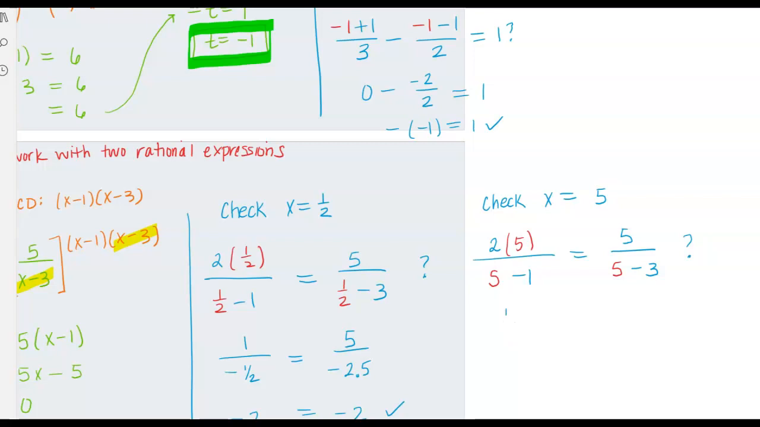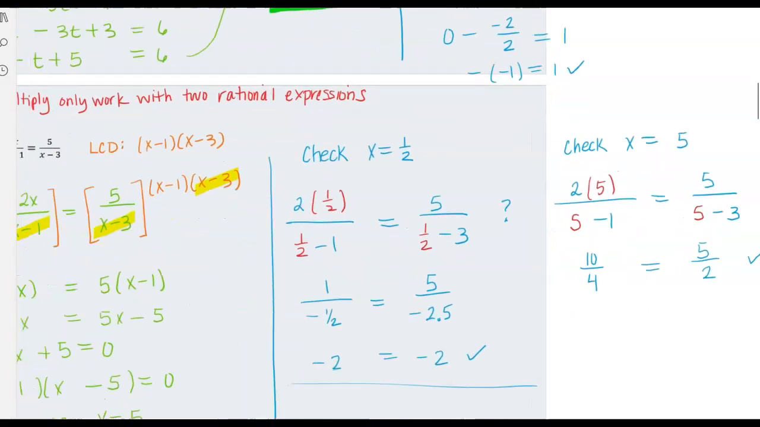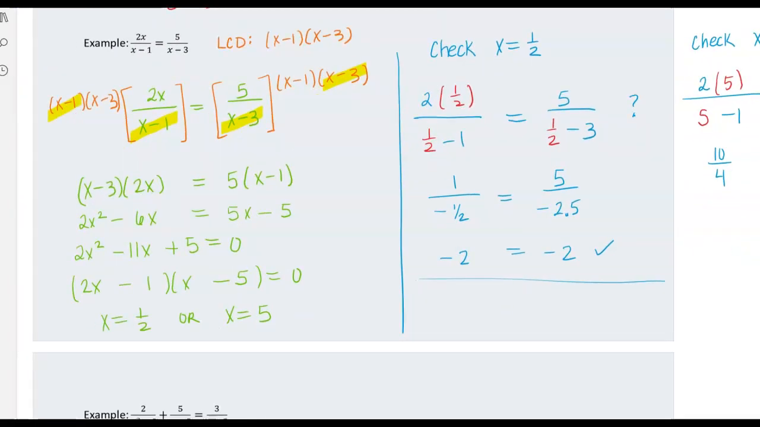So we're looking at 10 over 4, and we want to know if that's equal to 5 over 2. Yeah, that looks like it works. So in this particular example, it looks like both of these are answers that will solve that original equation.